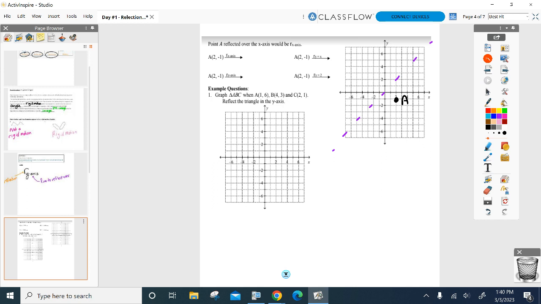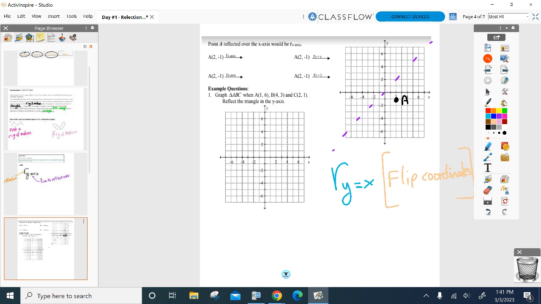No counting here. Counting only works for horizontal and vertical lines. So what I'm going to have you do is simply remember the rule. This is one of 2 rules I need you to memorize, and that's it, just 2. If you reflect over the line y equals x, flip the coordinates. Your y becomes your x, and your x becomes your y. Flip the coordinates. That is the rule.